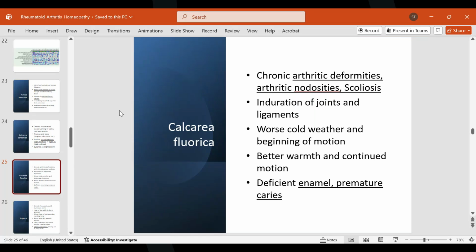Worse cold weather, beginning of motion. It's better with warmth. If you look under better warmth, there's calc fluor, but not calcarb. Interesting. Better continued motion. And they often have teeth problems. They'll have deficient enamel, their teeth get brown, yellow, and premature caries.